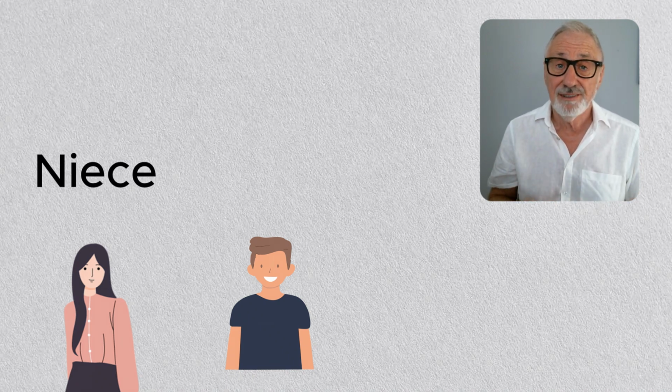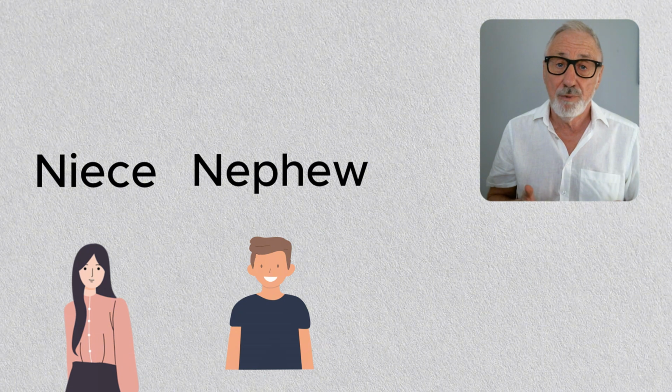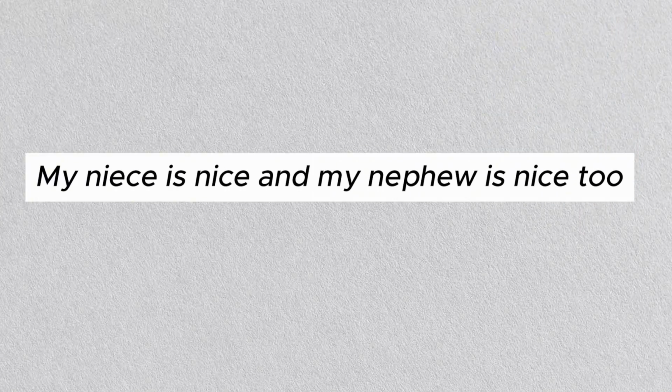To Bob's mum and dad, these children are called a niece if they're a girl, and a nephew if they're a boy. And to Bob's auntie and uncle, Bob is their nephew. Now practice your pronunciation of nieces and nephews by repeating this sentence. My niece is nice, and my nephew is nice too.